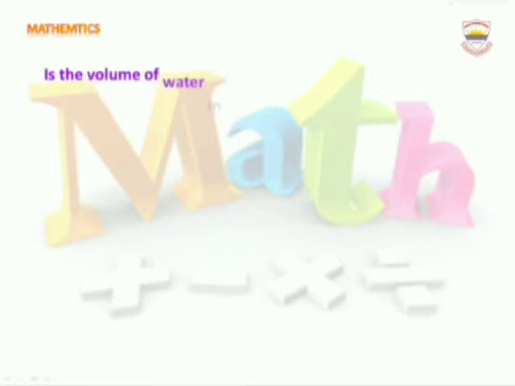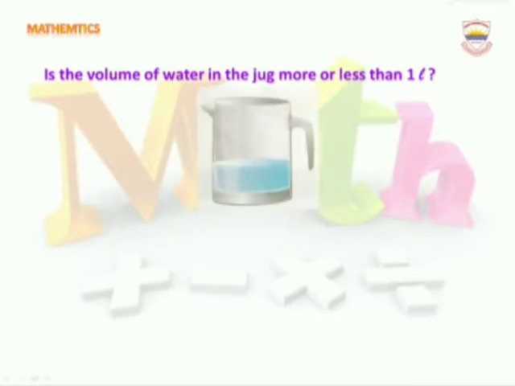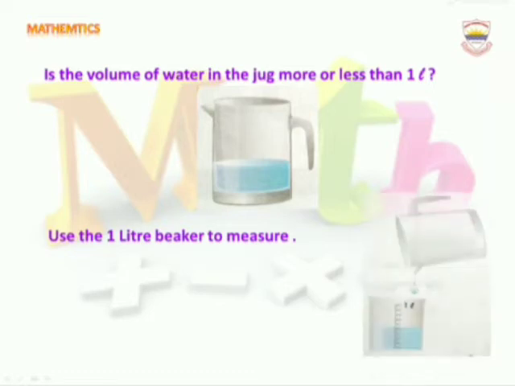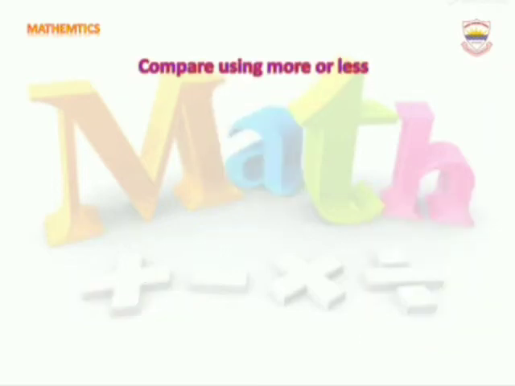Is the volume of water in the jug more or less than 1 liter? This is a jug. Now we use 1 liter beaker to measure. We pour all the water from the jug to the beaker. The water does not fill the beaker completely, so the jug contains less than 1 liter of water. Now we compare using more or less volume.